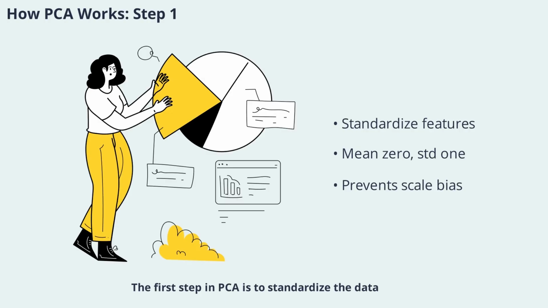The first step in PCA is to standardize the data. This means adjusting the values so that each feature has a mean of 0 and a standard deviation of 1. Standardization is important because PCA is sensitive to the scale of the data. Features with larger scales can dominate the principal components if not standardized, leading to misleading results.